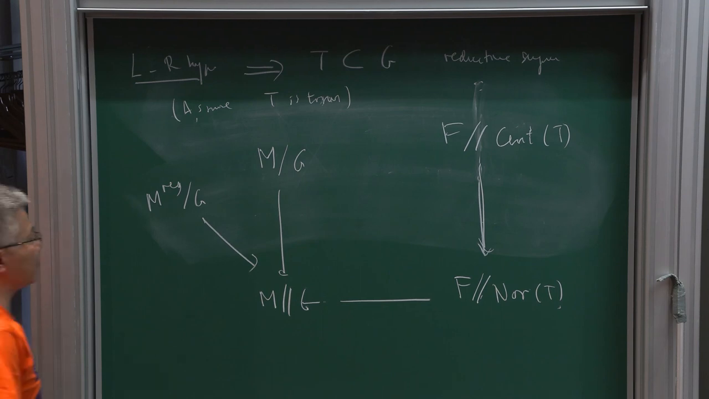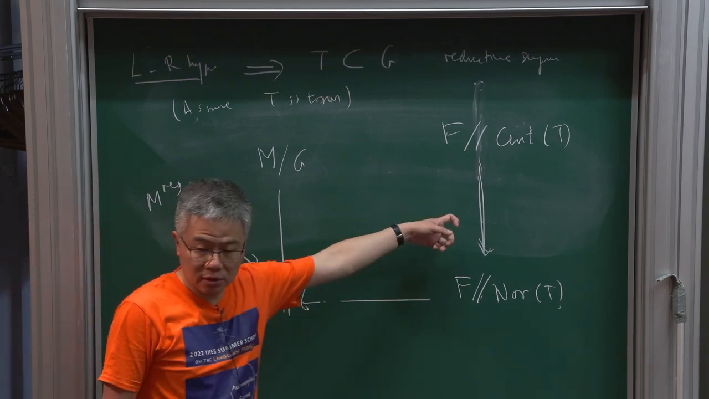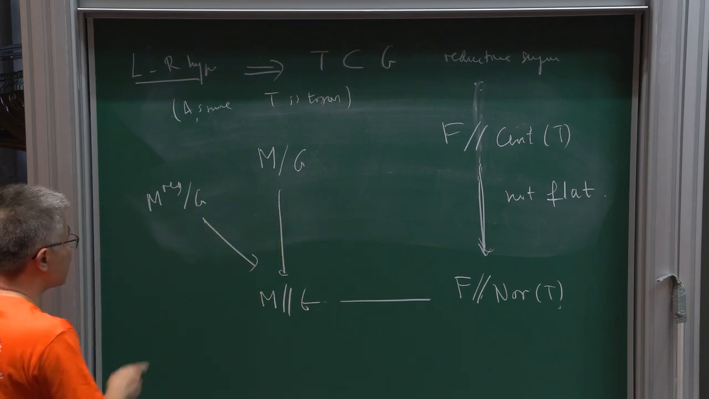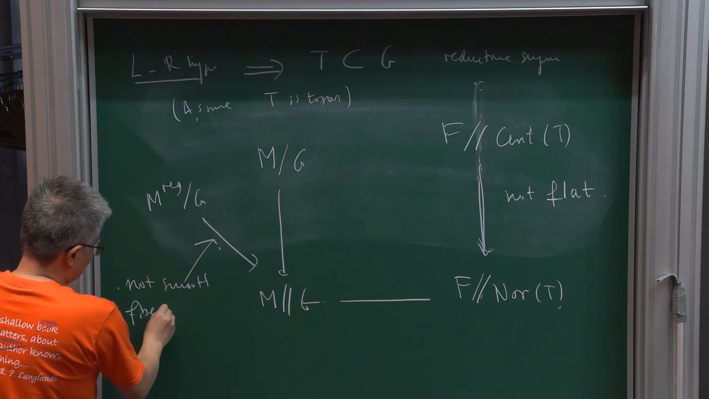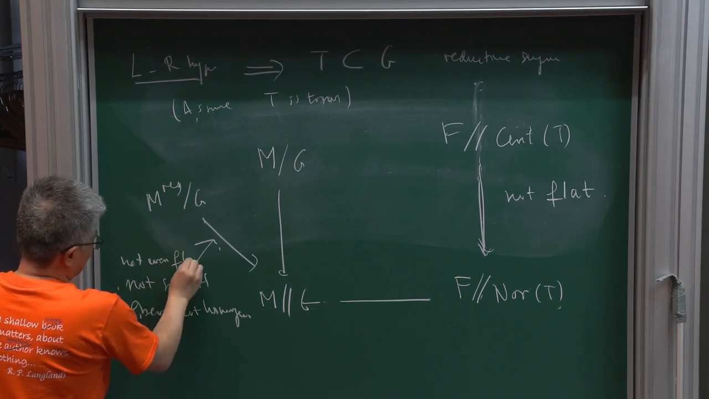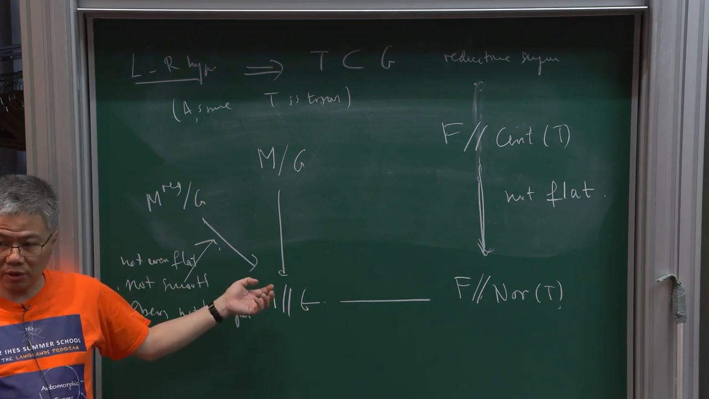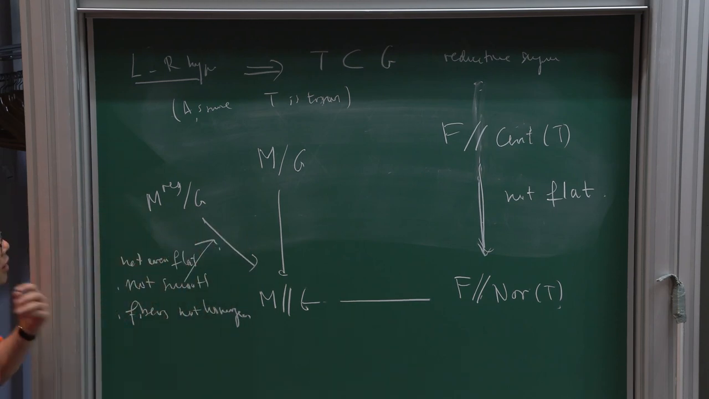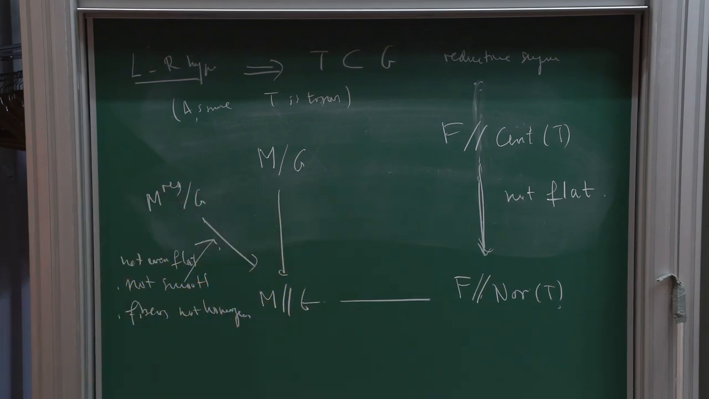It looked pretty good, but then you can get stuck at this point. Why? Because this map is not flat. I'll explain why. And this map is not smooth, and the fibers are not homogeneous. It's not even flat. So how can you define regular centralizers? Because the argument was that this is a group scheme, and the regular centralizer is a group that acts on that. And this is very far from being that, so you don't even have a question to start with. And on the other side, this is not flat and there's no hope to formulate something similar to Luna-Richardson, right?